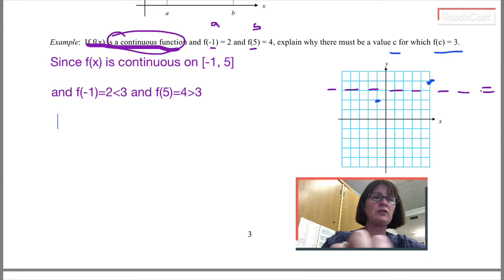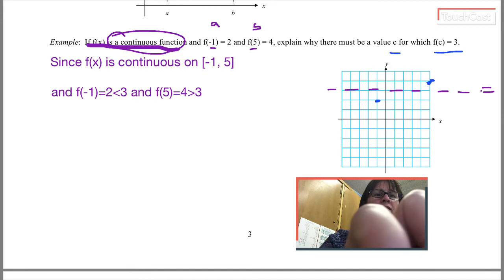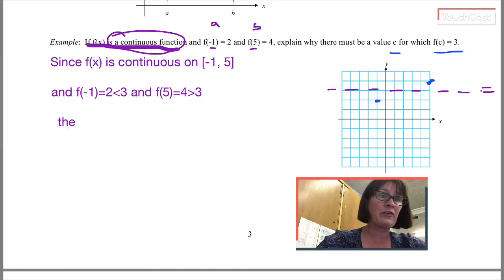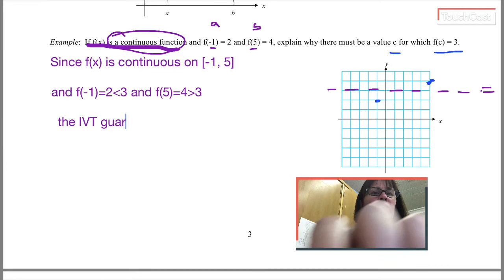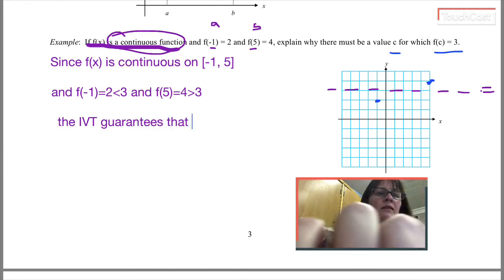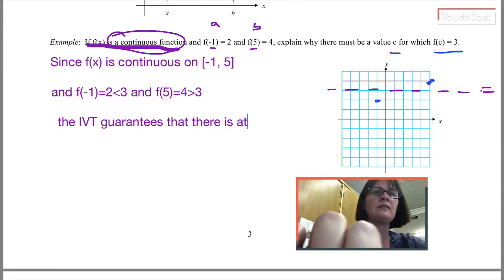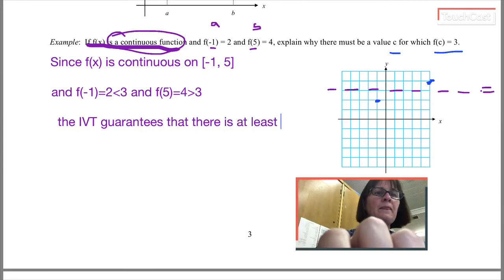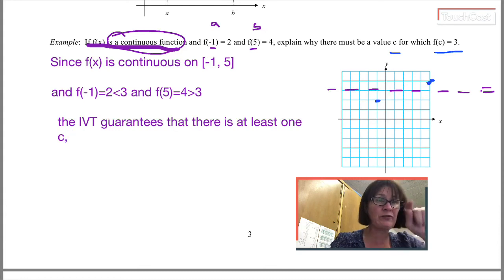so since those things are all true, the does not need a capital because I haven't finished my sentence. You could write intermediate value theorem. You can also write capital I, capital V, capital T for intermediate value theorem. They'll know exactly what you mean. Guarantees, notice the spelling of guarantees, that there is at least one C. You have to write here that you know the C has to be between A and B.